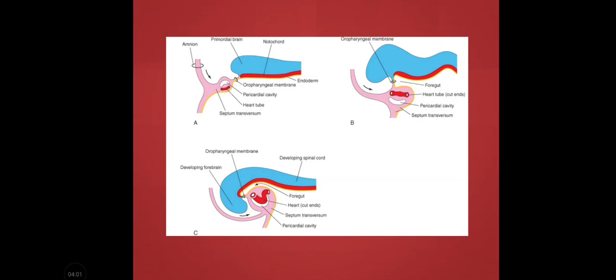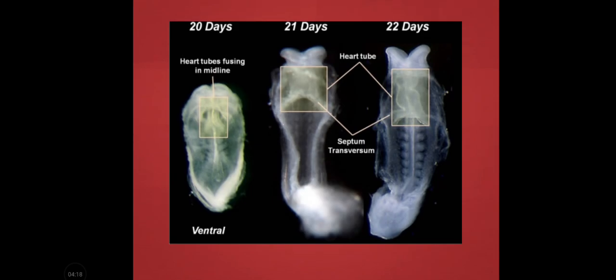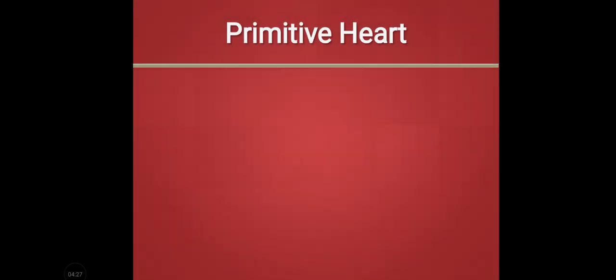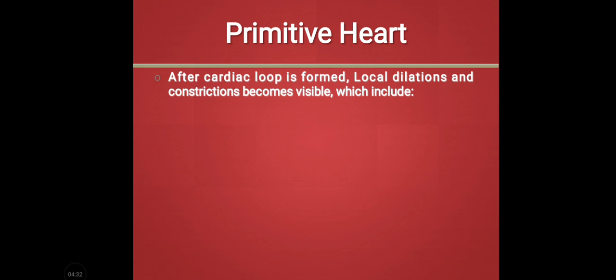As a result of the elongation and bending of the heart tube, it now changes its name from heart tube to cardiac loop. The primitive heart is formed after the cardiac loop forms. This cardiac loop acquired local dilatation and constriction and is known as primitive heart.